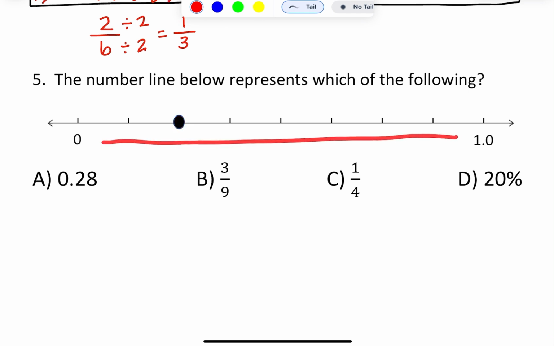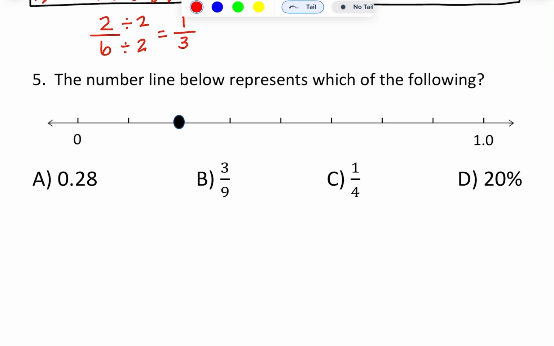And our number line doesn't have labels. It starts at 0 and goes to 1 whole. So our answer is going to be somewhere in between there. And if we look at our answer choices, I have a decimal, 2 fractions, and a percent. So we're going to start with the fraction and go from there because pictures are fractions.